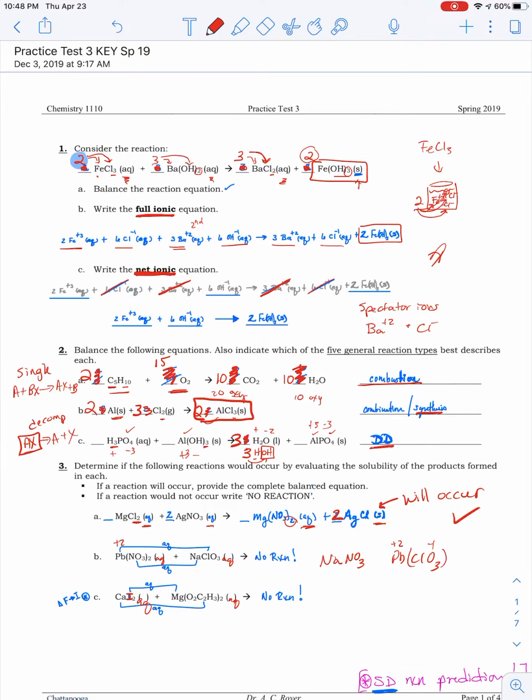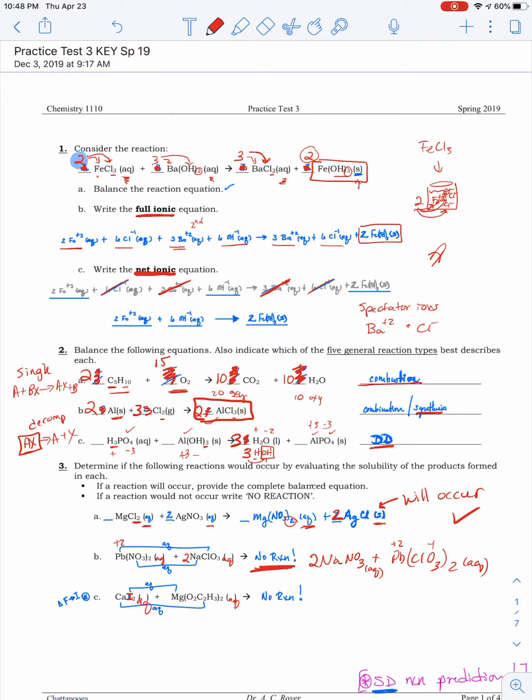This is -1, so I'm going to need 2 of these. And then I would balance it. So I'd say, okay, I need 2 of these guys. So that means I need 2 sodiums, and everything else is balanced out correctly. And then you were told that both of these are aqueous. So what that means is that every single piece of this breaks apart into ions. And if everything is broken apart and there's no solids, no gases, no nothing, then it is a no reaction.